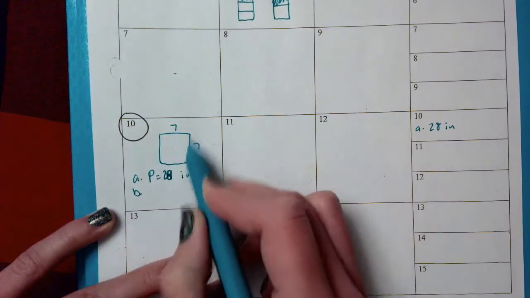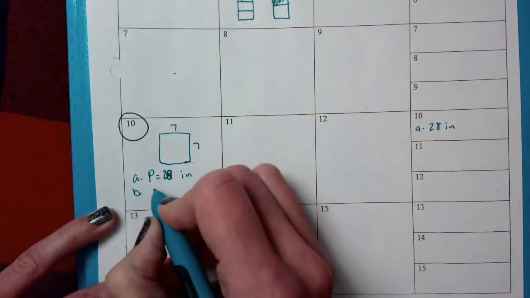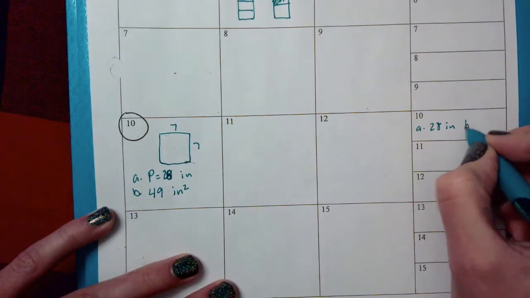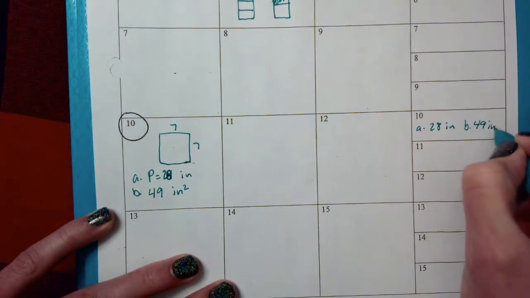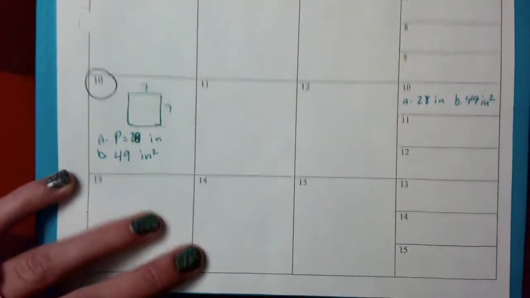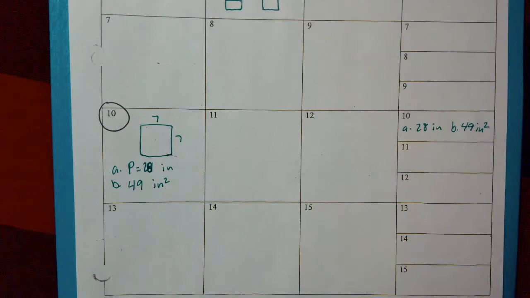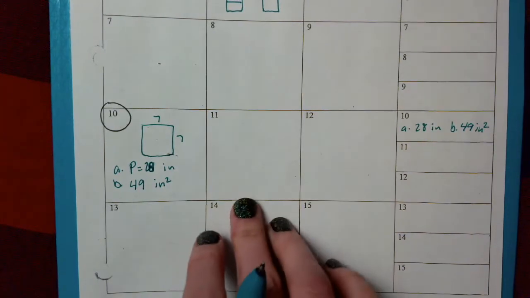Area equals length times width, so 7 times 7 is 49 square inches, because area always has a square measurement. So for A, you get 28 inches. B, you get 49 square inches. Go ahead and flip it over.